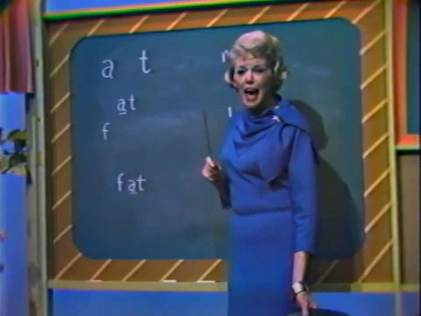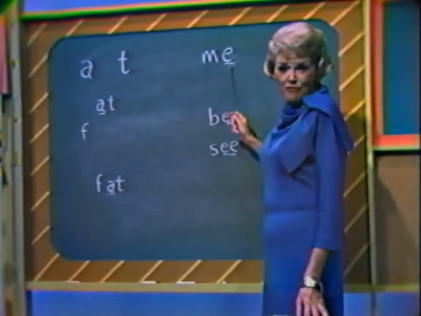Now, let's see what happens when the vowel comes at the end. See here, M and E. The word is me. And here we can hear the long vowel sound, E, me. So the rest of our song goes: But if one vowel in a word comes at the end, then the vowel sound is long, my friend.